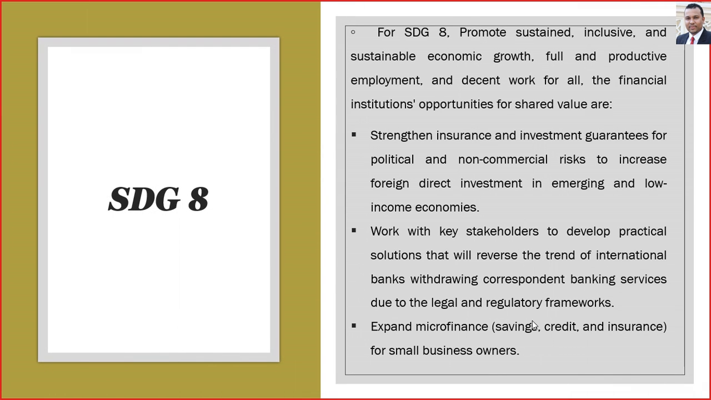The next, sustainable development goal number eight. In this case, we talk about sustainable economic growth. Sustainable development goal number eight is related to sustainable growth. So the role of financial institutions, number one, strengthen the insurance and investment guarantees for political and non-commercial risks. Why? The role of financial institutions in this case is how to decrease uncertainty, or how to decrease the risk level. When you decrease the risk level, foreign direct investment will increase. So there is a negative relationship between the risk level and foreign direct investment. This is the main role of financial institutions in this case.